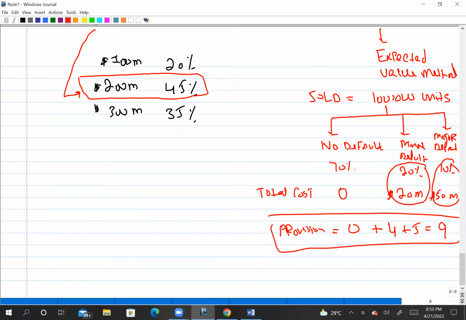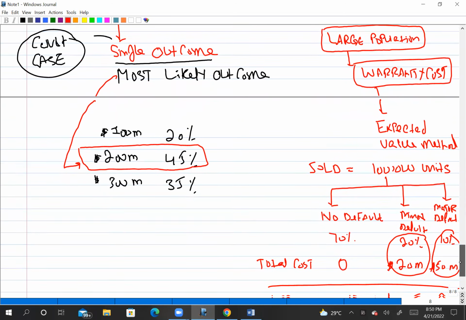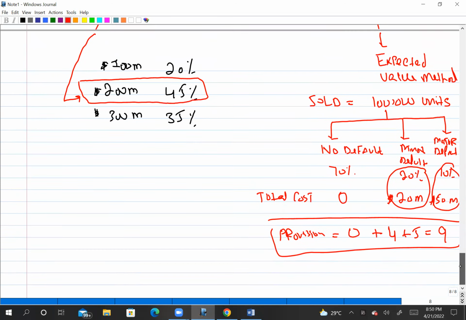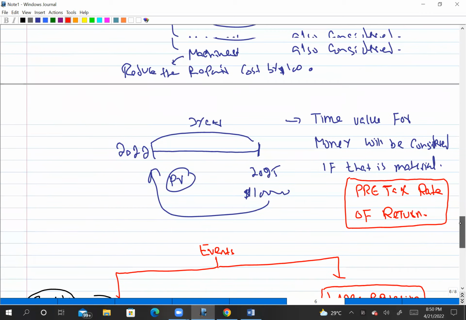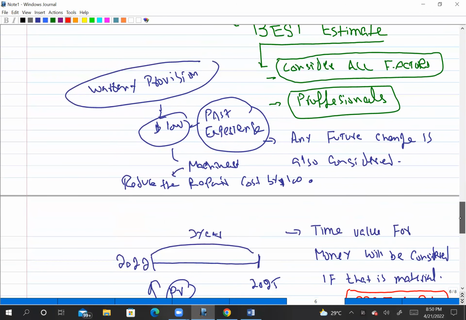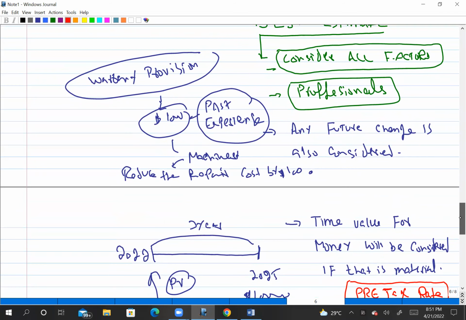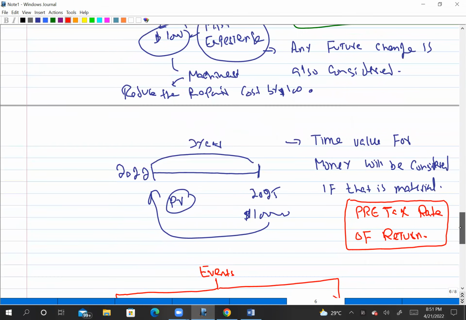This is the expected value method, and it is used where a large population is involved in the measurement of the provision, and the example is warranty cost. Whether we are talking about a single outcome or a large population, the above points are still relevant. We will consider all the factors, take opinions from professionals, consider any future change, and consider the time value of money if it is material.